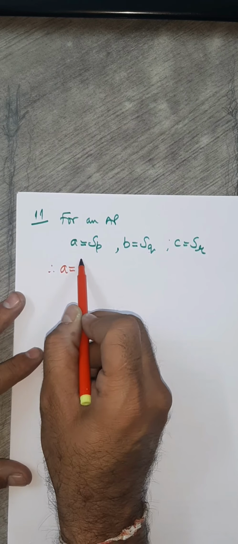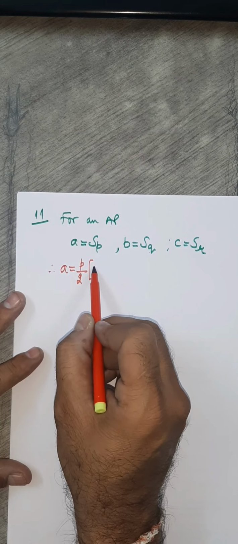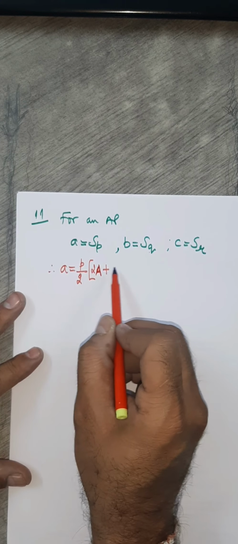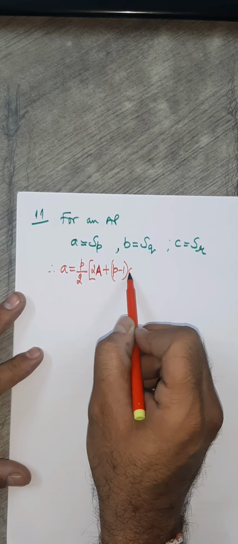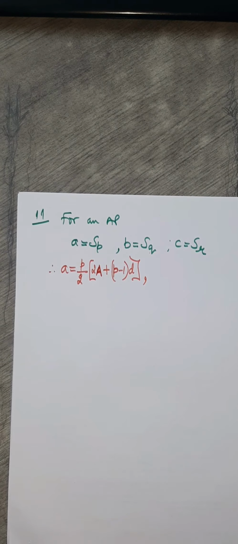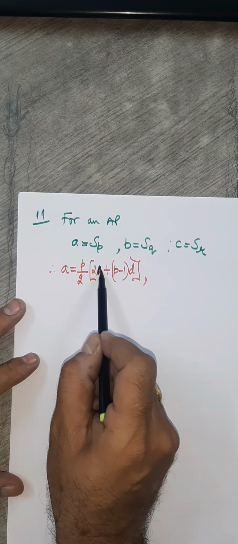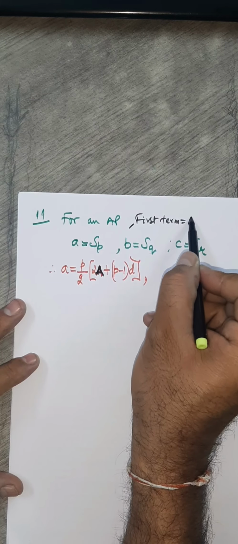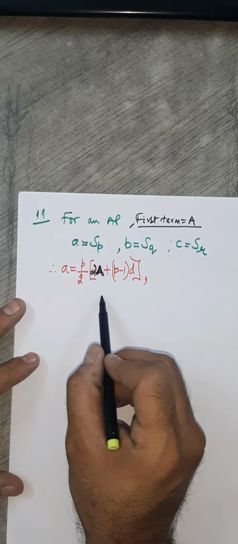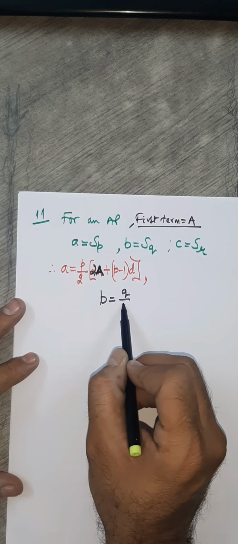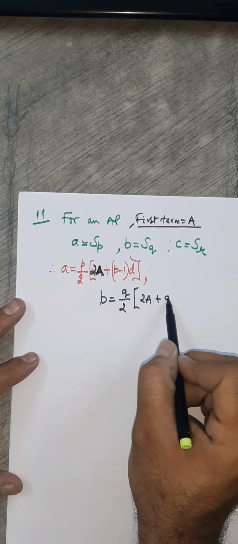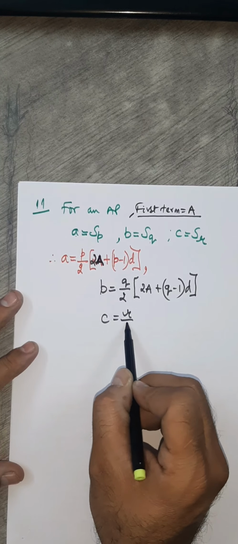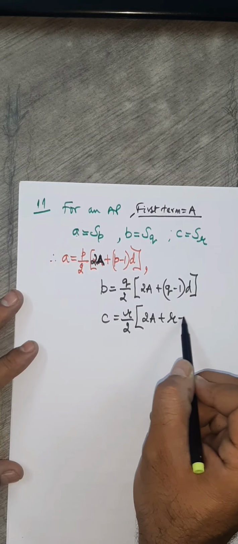So what is the small a? That is P by 2. You know the formula. Here a is already used, so I'll use big A, 2A plus p minus 1 into d. Same symbol cannot be used. Small a is already used in the data, so for the first term, I'll use big A here. Okay, 2A. Now go to small b. What is small b? Sum of the q terms. Q by 2, 2A plus q minus 1 into d. What is small c? That is r by 2 into 2A plus r minus 1 into d.